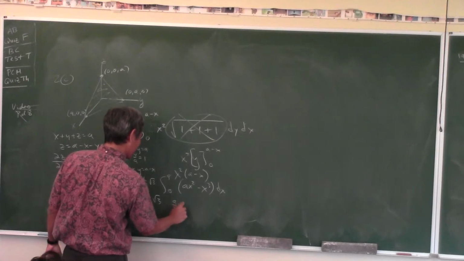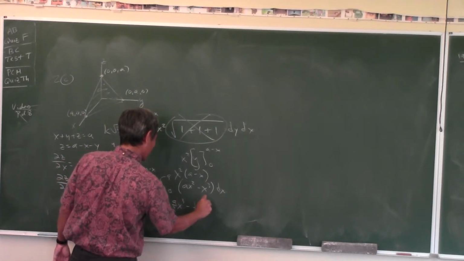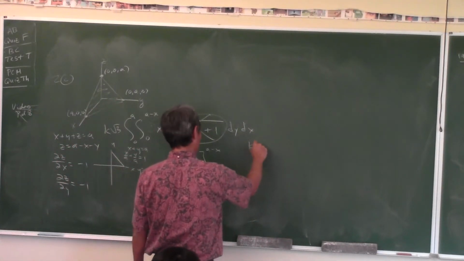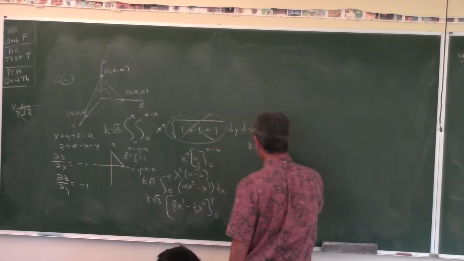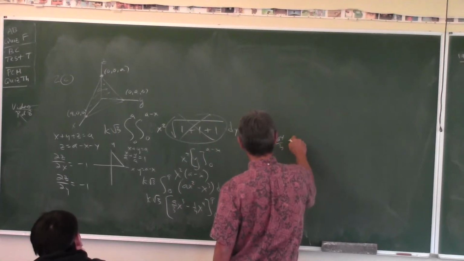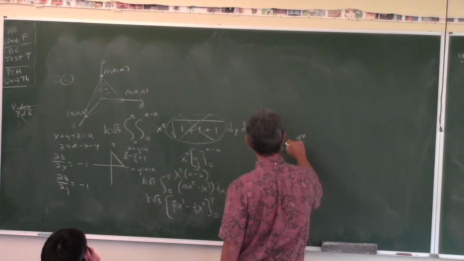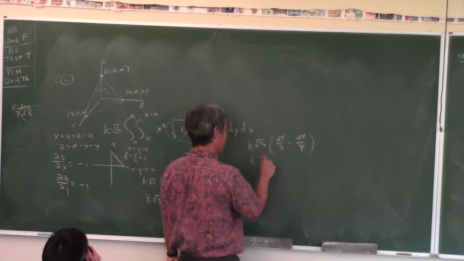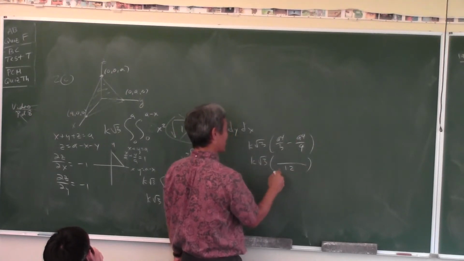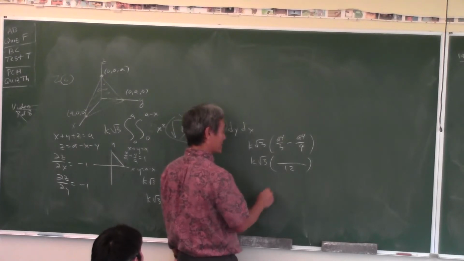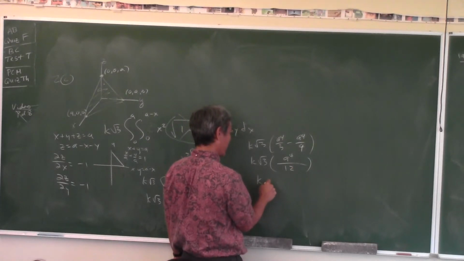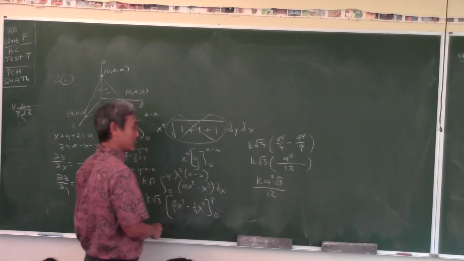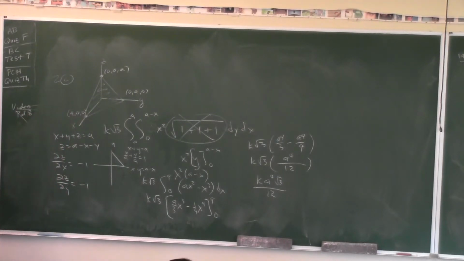So what's the antiderivative of that? a over 3 x cubed minus 1/4 x to the 4th, from 0 to a. Then k root 3 times, plug in the top number: a to the 4th over 3 minus a to the 4th over 4. And if you plug in 0, you just get 0. Make a least common denominator. So that's 4a to the 4th minus 3a to the 4th, which is 1a to the 4th. So the answer is k a to the 4th root 3 all over 12. Yeah, that's the answer, because we didn't catch any mistakes.